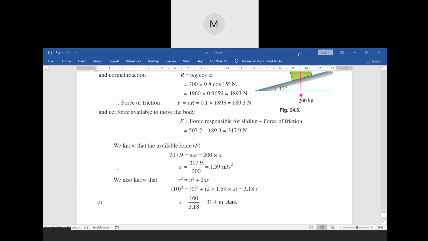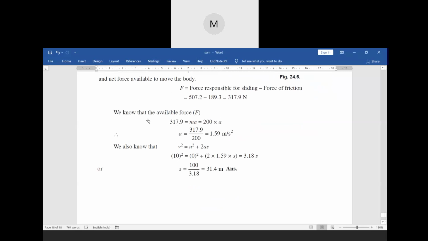Similar to before, what is the net force that will be acting? That means the force responsible for sliding, that is mg sin alpha component minus mu R, or mu mg cos alpha component. If you subtract this, you will get the net force that is available for the motion of the body. Now after this, you will be able to know the available force.